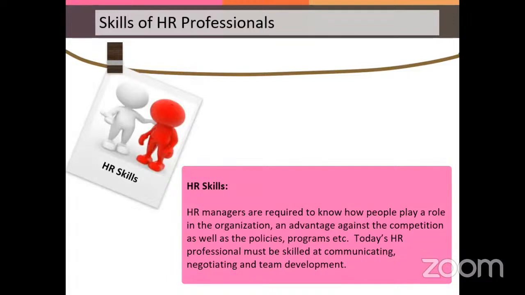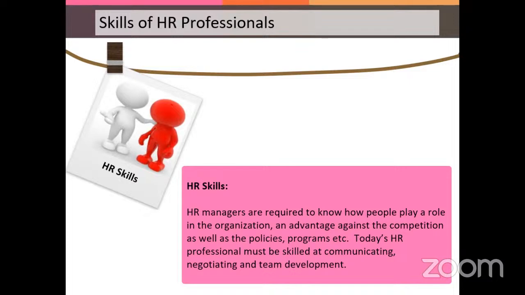Now, the HR skills. In the HR skills, the HR managers are required to know how people play a role in the organization, an advantage against the competition, as well as the policies, programs, and so on. Today's HR professional must be skilled at communicating, negotiating, and team development. So now we've mentioned three critical aspects of skills that the HR manager must have. You must be skilled at communicating, you must be skilled at negotiating, and you must be skilled at team development.